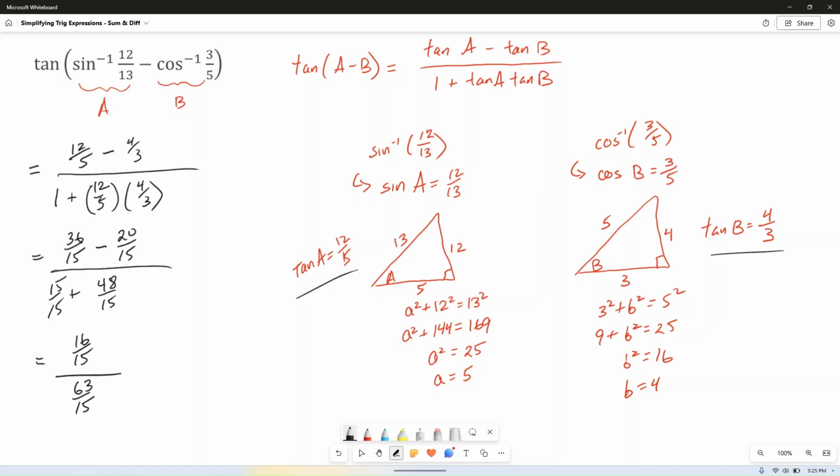So how do you take 16/15 and divide it by 63/15? You multiply by the reciprocal. So this is going to be 16/15 times 15 over 63, where the 15s cancel out, and we're left with 16 over 63. So the tangent of the inverse sine of 12/13 minus the inverse cosine of 3/5, without actually figuring out what those inverses are, is equal to 16/63.